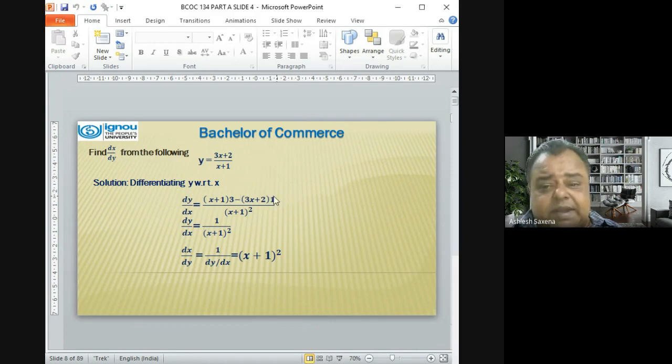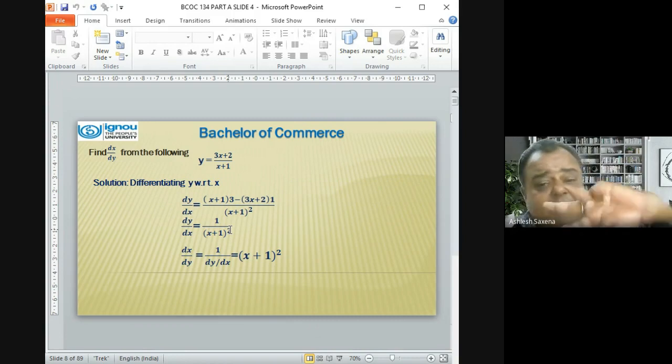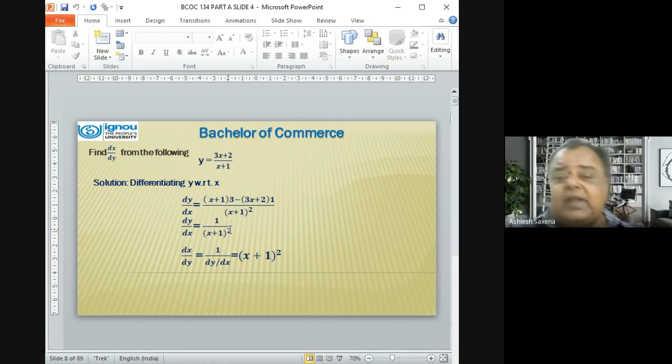We will just open it up and we will get dy by dx is equal to 1 upon (x plus 1) whole square. As I told you, in the question you have been asked to calculate dx by dy, and you have calculated dy by dx. So I will just reciprocate it. So it will be (x plus 1) whole square. This is the answer.